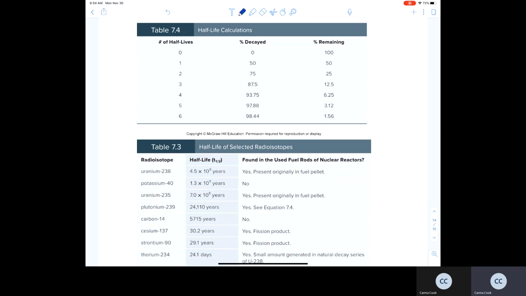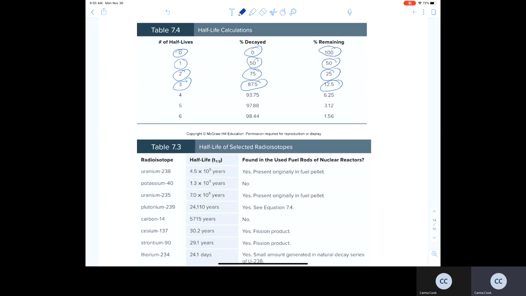So this little chart tells you how much of the original amount remains after a half-life and how much has decayed. So one half-life means that 50% of the original has decayed and you got 50% remaining. After two half-lives, you have 75% of it that has decayed and 25% remaining. After three half-lives, 87.5% has decayed and only 12.5% remains.